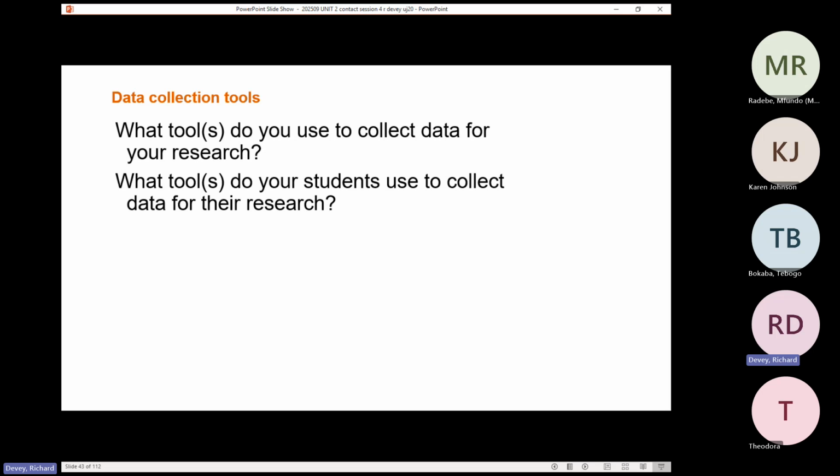All right. So just a quick question. Maybe each of you can say what kind of tools, although just try and stick to quantitative, but if you can only answer using a qualitative option, that's also fine. So what tools have you used to collect data, and what tools do your students use to collect data for their research? I'm going to start, Mfunda, you start quickly.